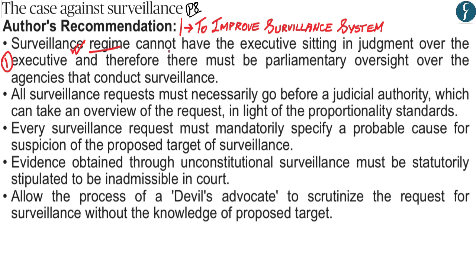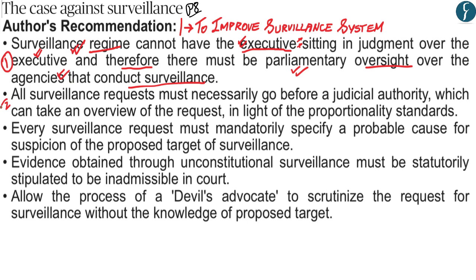Whereby the first recommendation which has been given by the author is that the current surveillance system of India cannot have the executive branch be both the decision making body and the body that reviews those decisions. Whereby as you already understand, the approval to put someone under surveillance is undertaken by the Union Home Secretary, while the review of this decision of the Home Secretary is undertaken by the Cabinet Secretary. So therefore you have the executive branch sitting in judgment over a decision which has also been undertaken by the executive branch itself. And it is within that context that the author has recommended that there must be some form of parliamentary oversight over the agencies that are conducting surveillance.